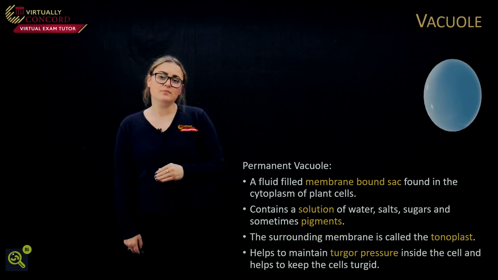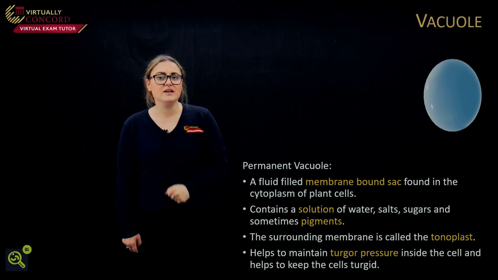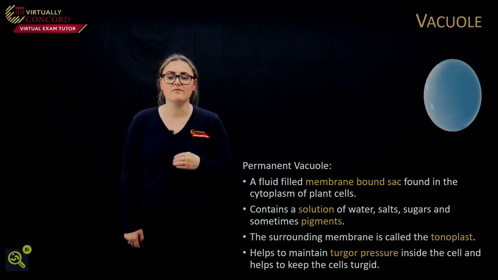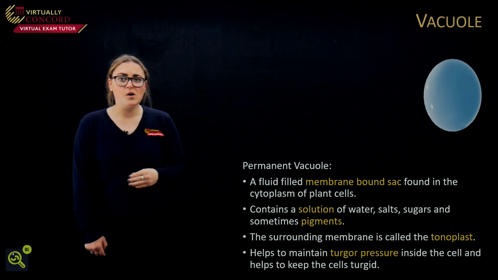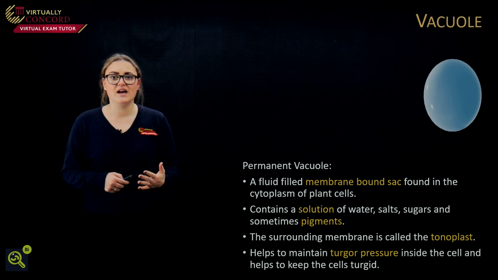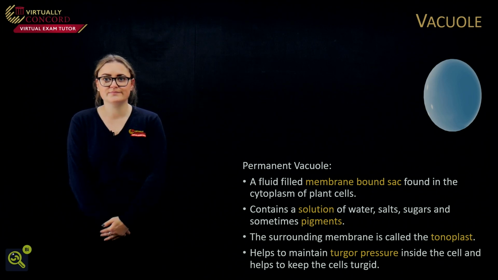It's also important in helping plants to maintain their upright position, especially in plants that don't have lignin within their xylem vessels. So a vacuole is there as a support feature within a plant cell, and it's also there to contain some sugar, some salts, some pigments and some water.